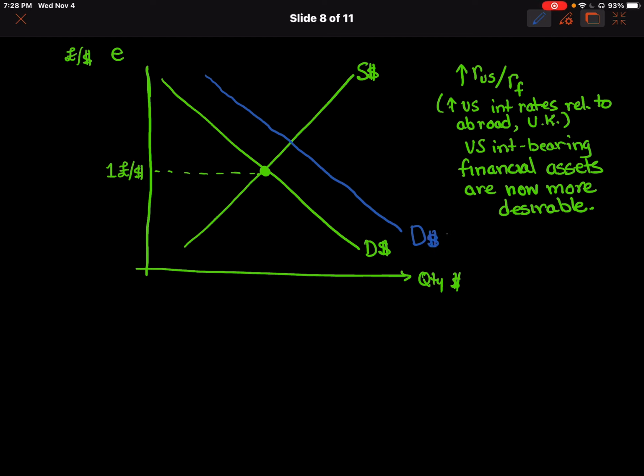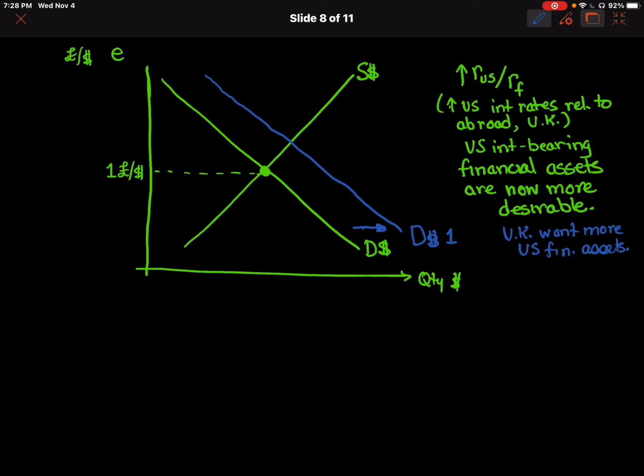Now we'll have the demand for dollars shifting from D0 to D1. So the demand curve is going to shift out to the right. And why is this? This is, again, say people in the UK want more US financial assets because the interest rate attached to them is higher.